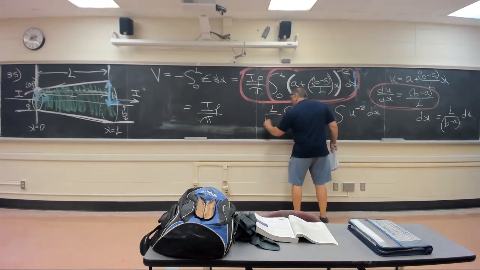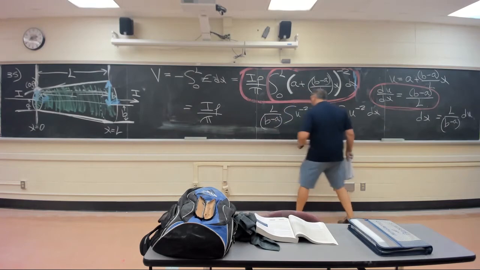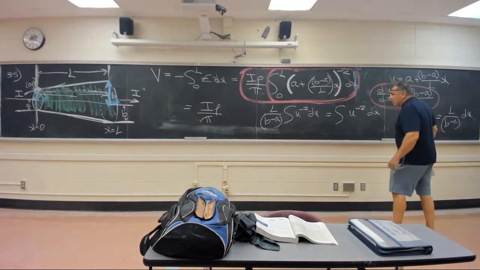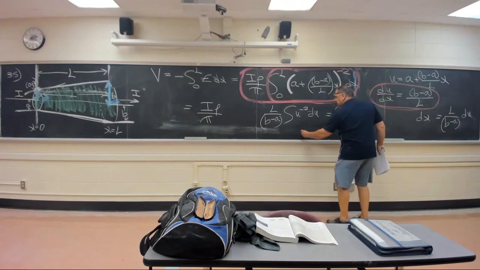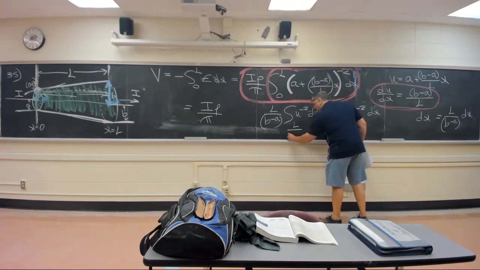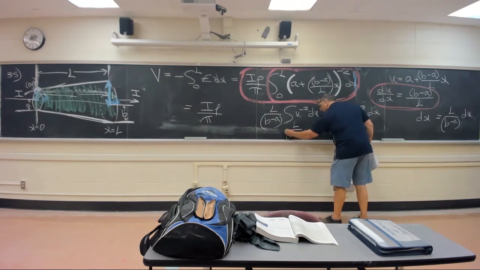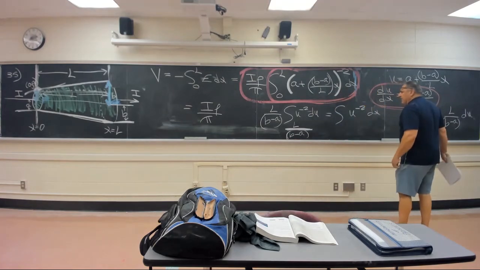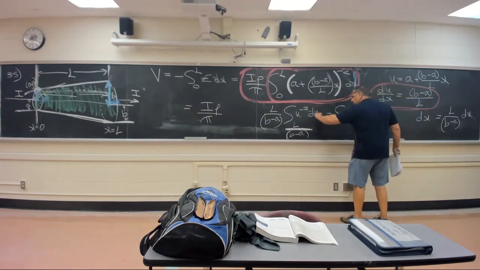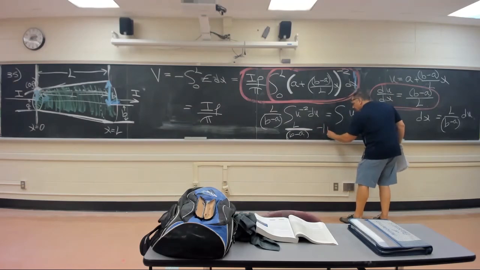L over b minus a. What happens here is that's L over b minus a. This right here is going to be negative 1 u to the negative 1. We already kind of did that argument.